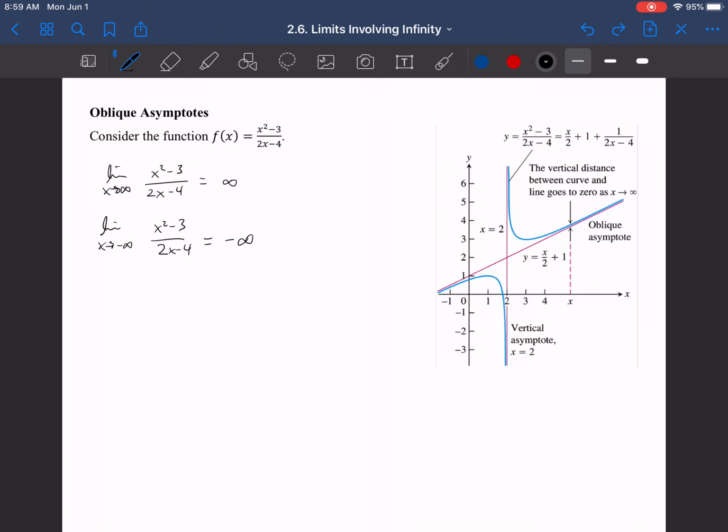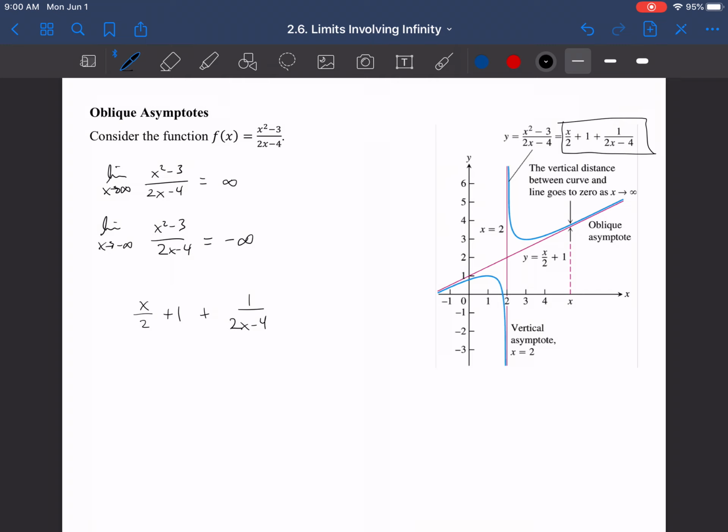Well, if you look at (x squared minus 3) over (2x minus 4), it can actually be rewritten as this function right here. You can break it apart like that, and you end up with x over 2 plus 1 plus 1 over (2x minus 4). So basically you just do the division out, and this is what you'd get.